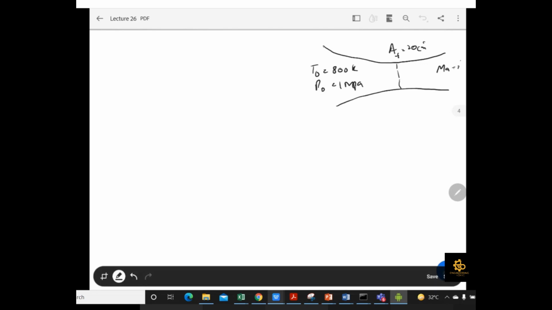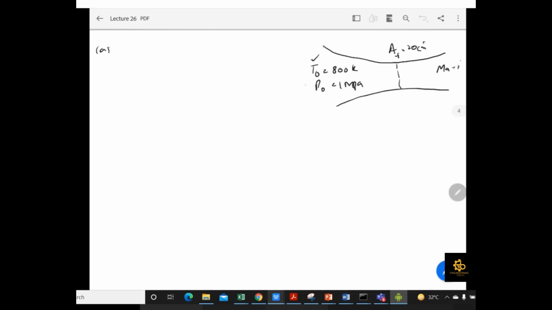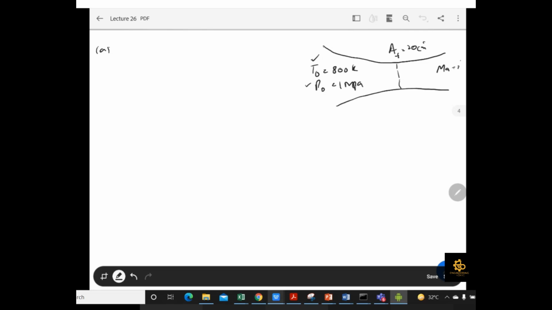Okay, so starting from part A. In part A, we are interested in finding P star, T star, rho star, and V star. In order to find the critical properties, that is at the throat, first you need to find the stagnation properties. The stagnation property T naught is mentioned in the question, but in order to find the density, that is rho star, you need the stagnation density as well.